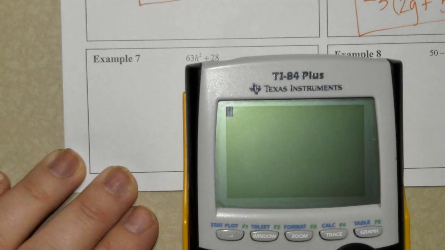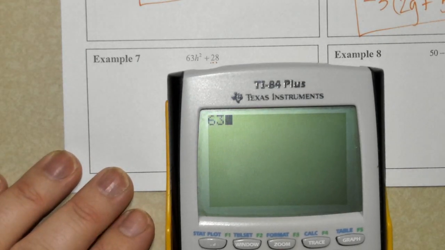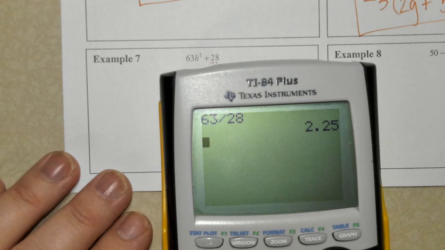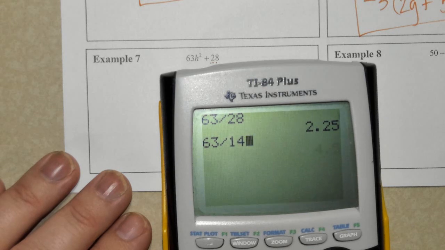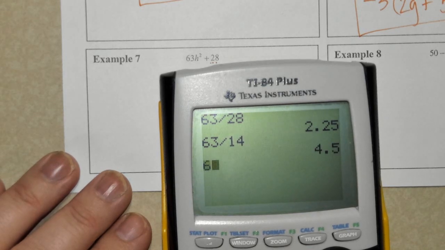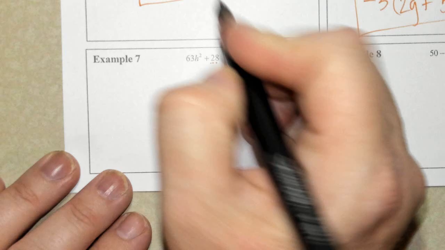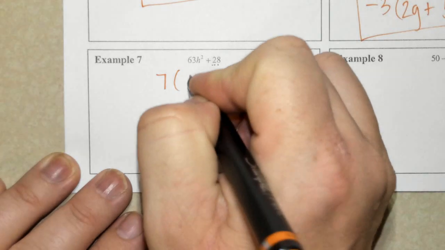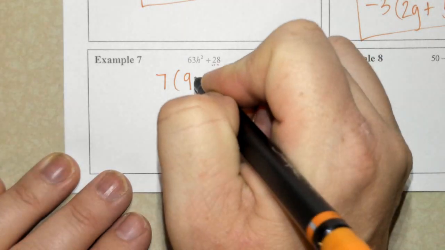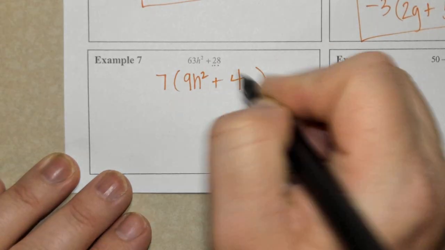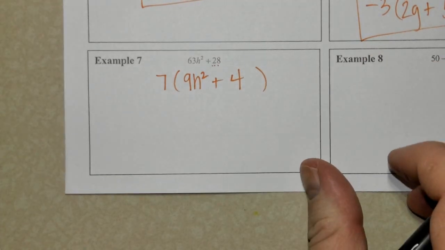I'm going to start with 63 divided by 28. That's the largest factor of 28. Doesn't work. Let's go 63 divided by 14. That doesn't work. 63 divided by 7. Hey, that works, okay? So I'm going to factor out a 7. 7 times 9 is 63. Attach the h squared. 7 times 4 is 28. Bring down the plus sign.